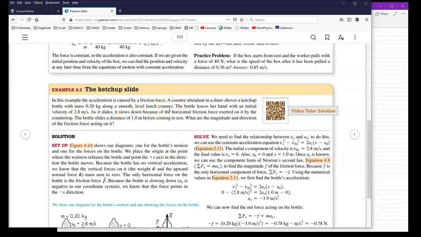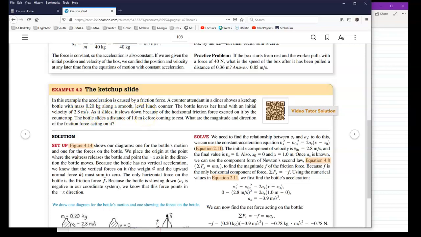All right? So we have an attendant. He slides or throws the ketchup bottle along a smooth table, let's say, and the mass of the bottle is 0.2 kilogram. Again, if you want to know how many pounds that is, you multiply by 2. So that's about half a pound, roughly. The bottle leaves her hand with an initial velocity of 2.8 meters per second. Okay. As it slides, it slows down.